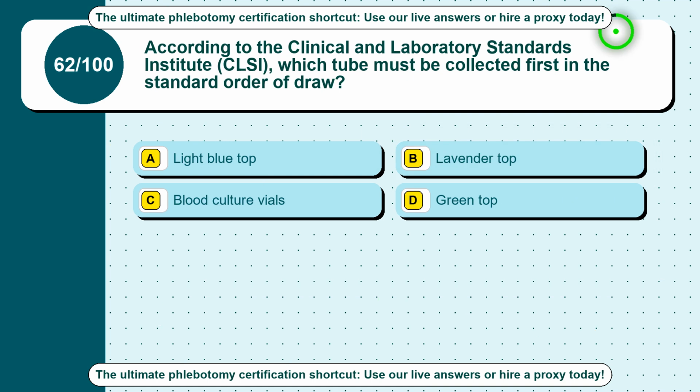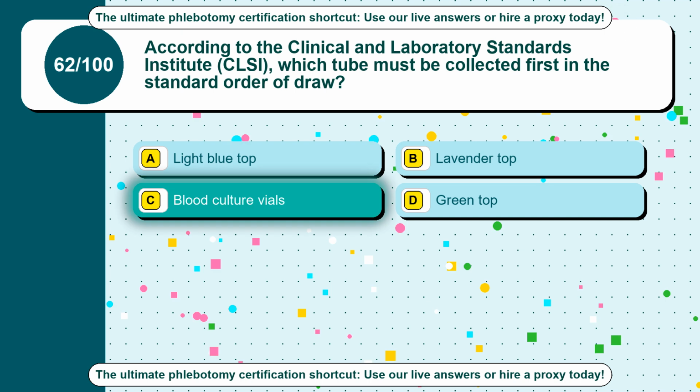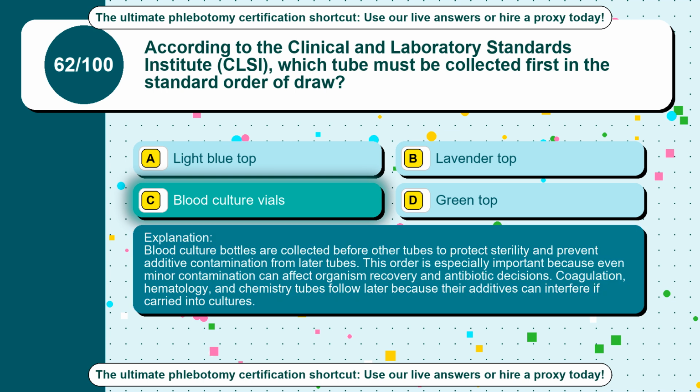Question 62. According to the Clinical and Laboratory Standards Institute, CLSI, which tube must be collected first in the standard order of draw? Option A, light blue top. Option B, lavender top. Option C, blood culture vials. Option D, green top. The correct answer is option C, blood culture vials. Blood culture bottles are collected before other tubes to protect sterility and prevent additive contamination from later tubes.